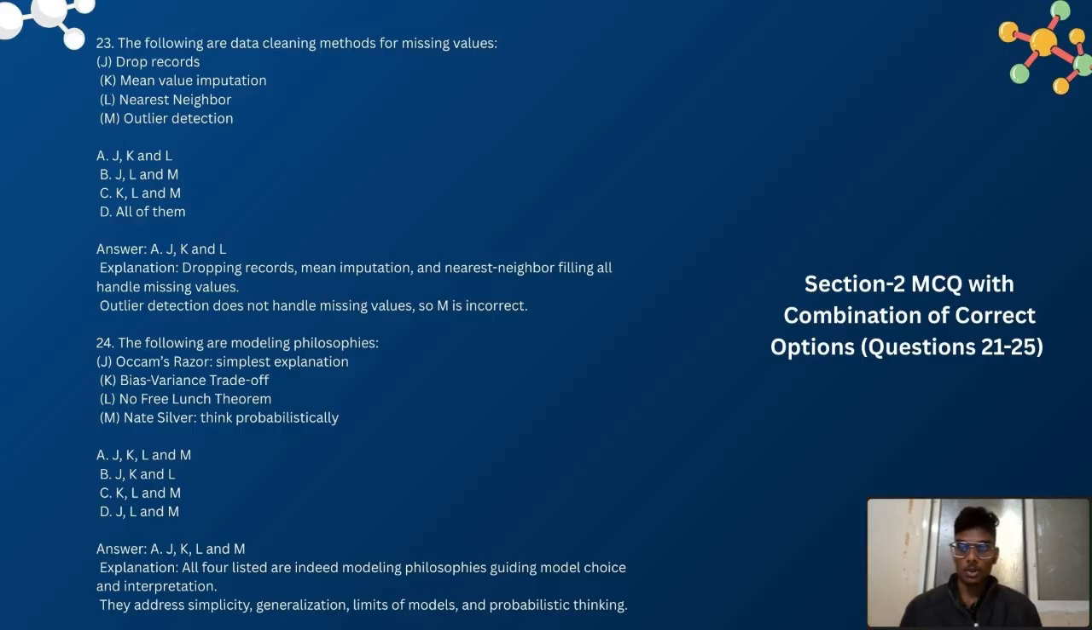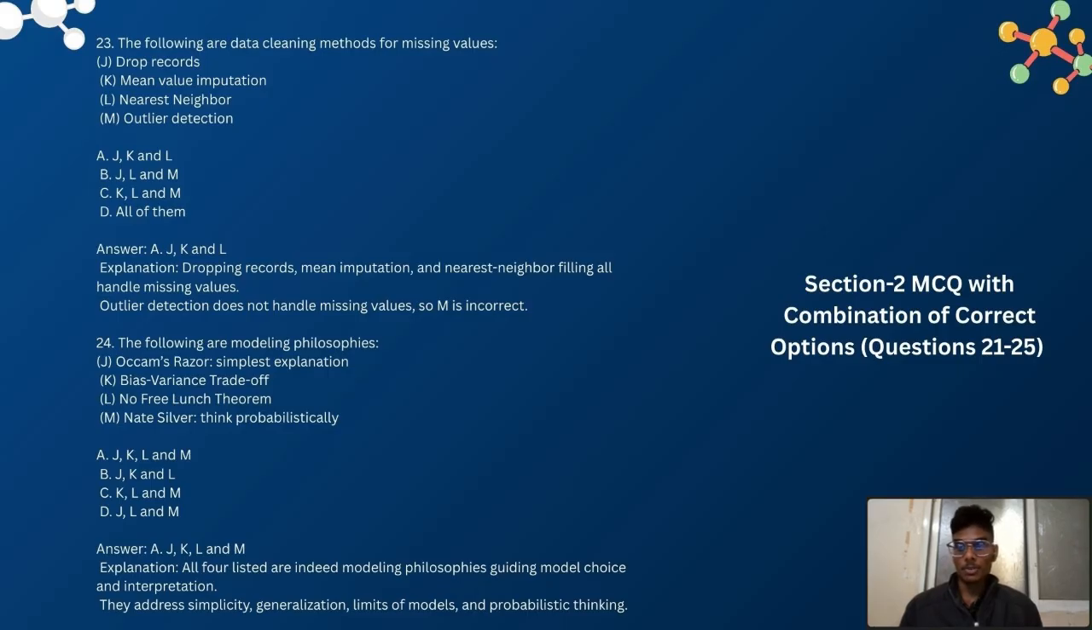Question number 24. The following are modeling philosophies. The answer is J, K, L, M. It means all four listed are indeed modeling philosophies, guiding model choice and interpretation. They address simplicity, generalization, limits of models, and probabilistic thinking.